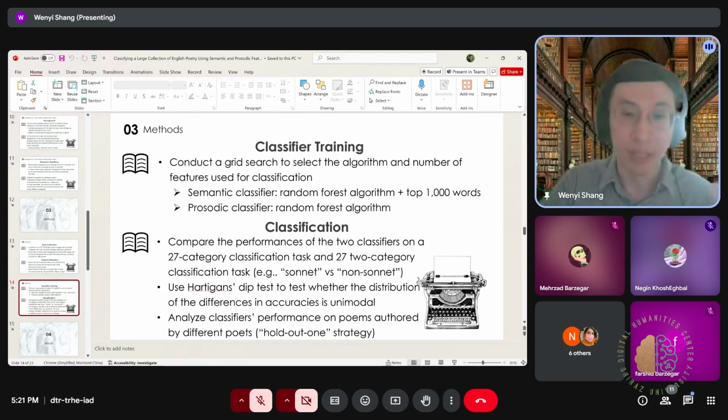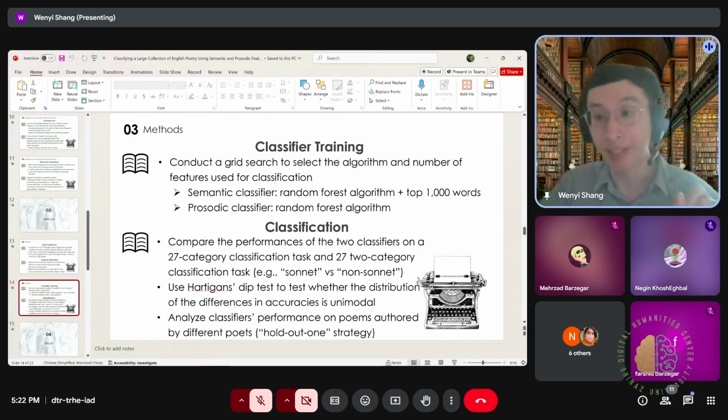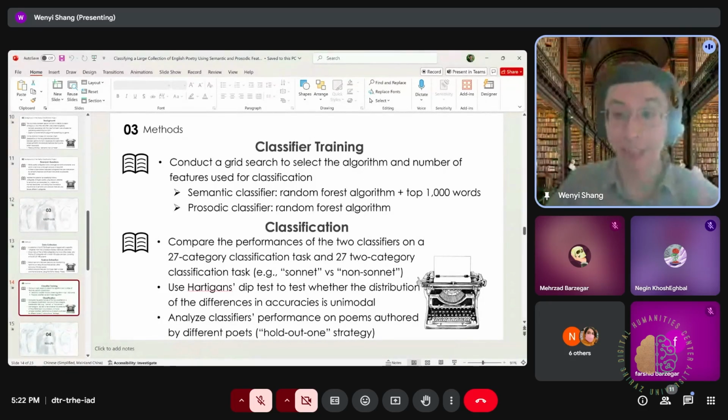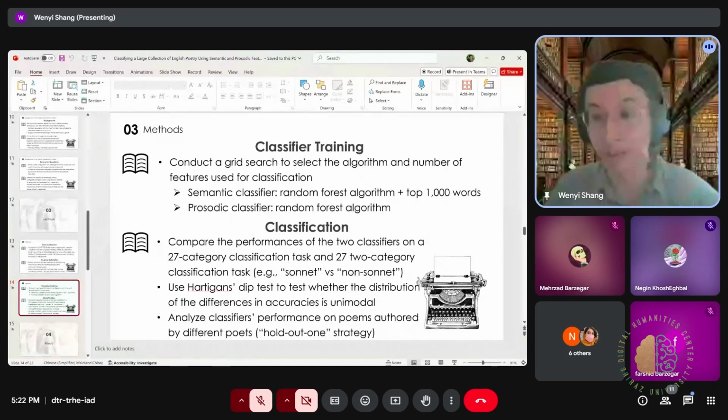After that, we use Hartigan's dip test to test whether the distribution of the differences in accuracy is unimodal. I'm going to explain this in more detail later, but basically the point is that for each of the 27-category classification tasks, we're going to achieve an accuracy for the semantic classifier. Let's say the semantic classifier achieves 80% accuracy in classifying sonnets, and the prosodic classifier achieved 75% accuracy in classifying sonnets. Then we subtract 75% from 80%, and the result will be 5%.